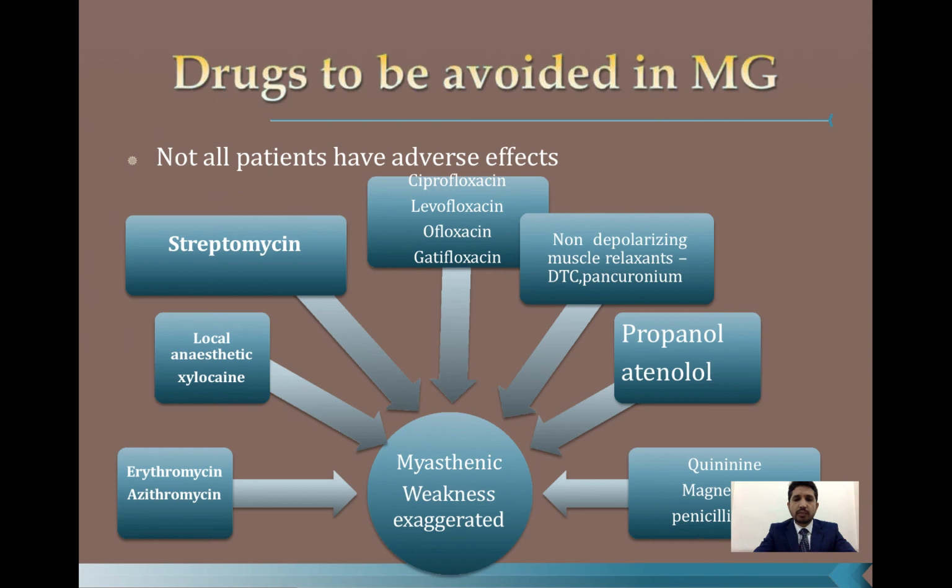This is probably the most important slide for undergraduate students, that you need to remember by heart these medicines that are to be avoided in myasthenia gravis. These include antibiotics like ciprofloxacin, levofloxacin, azithromycin, erythromycin, streptomycin, then local anesthetics like xylocaine, beta blockers like propranolol, atenolol, muscle relaxants, and other drugs like quinine, magnesium, and penicillamine.